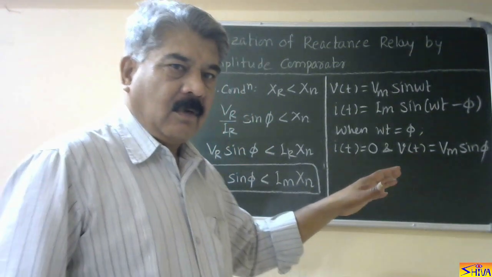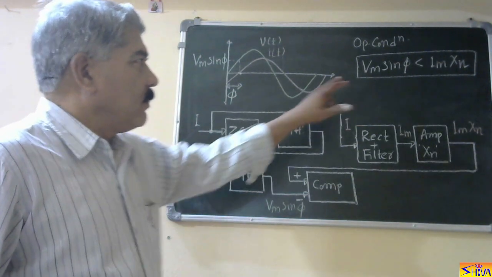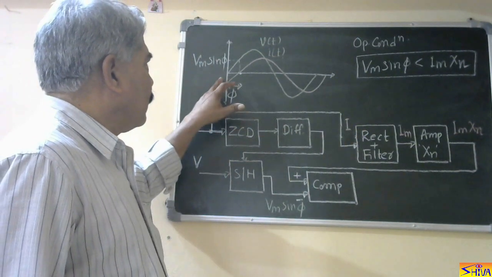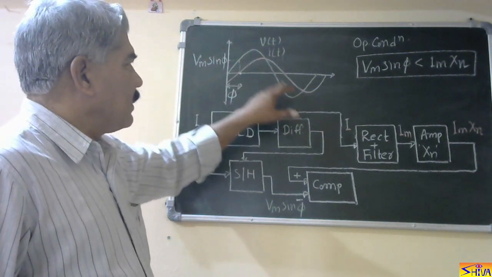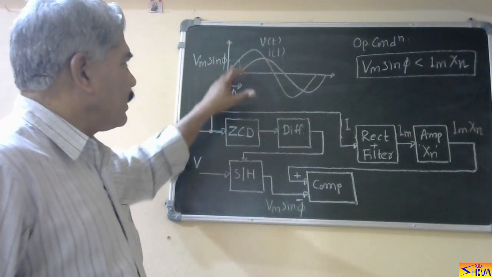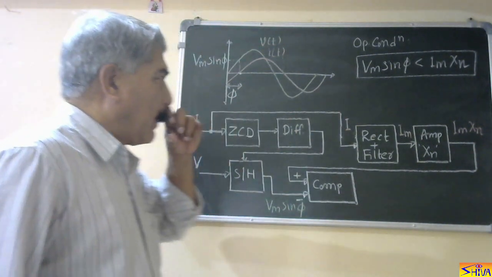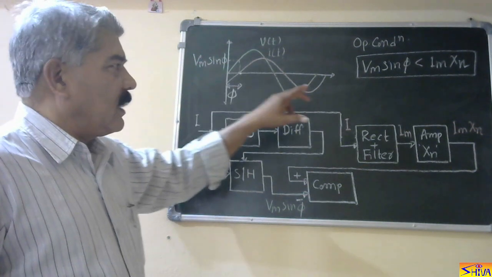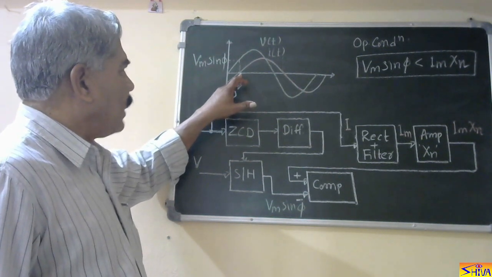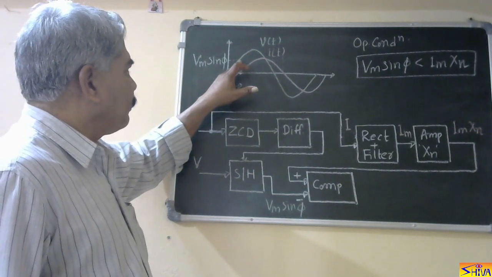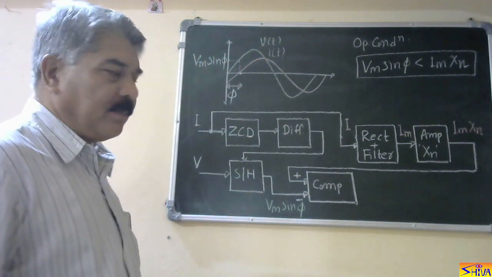Now let us see how these two signals are obtained. This is Vt, sinusoidally varying, with peak value Vm. This is It, sinusoidally varying, with peak value Im, and it is lagging the voltage by angle phi, that is the power factor angle. Now to get this signal, we require the instantaneous value of the voltage when current is passing through 0 value. So at this instant we have the instantaneous value of the voltage signal, that is Vm sin phi.